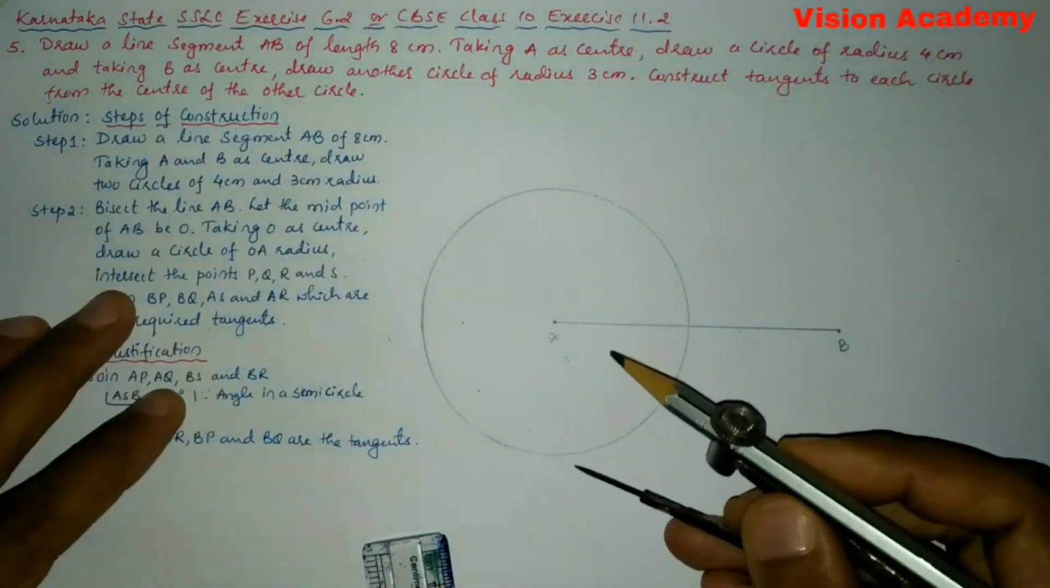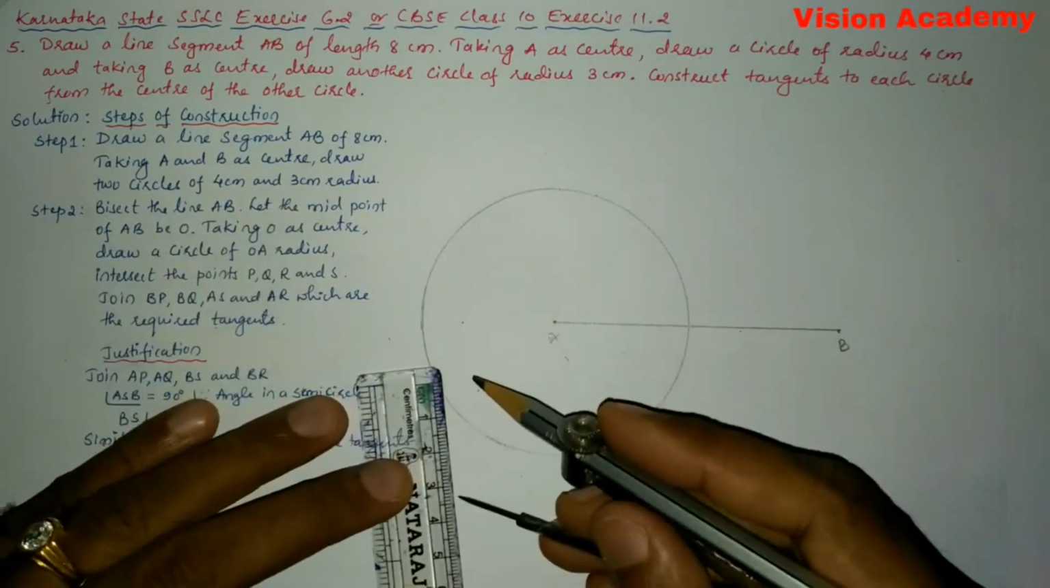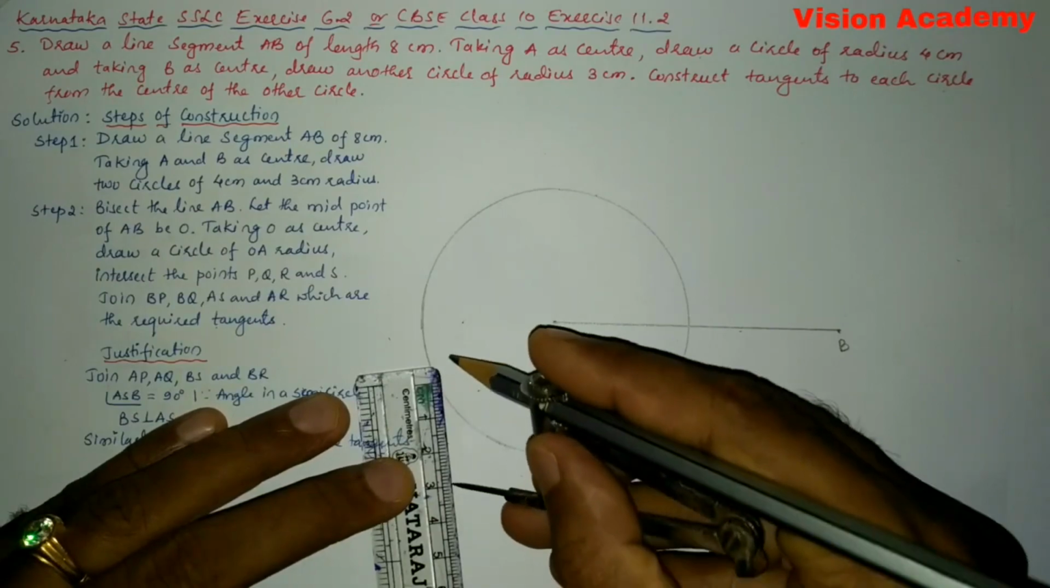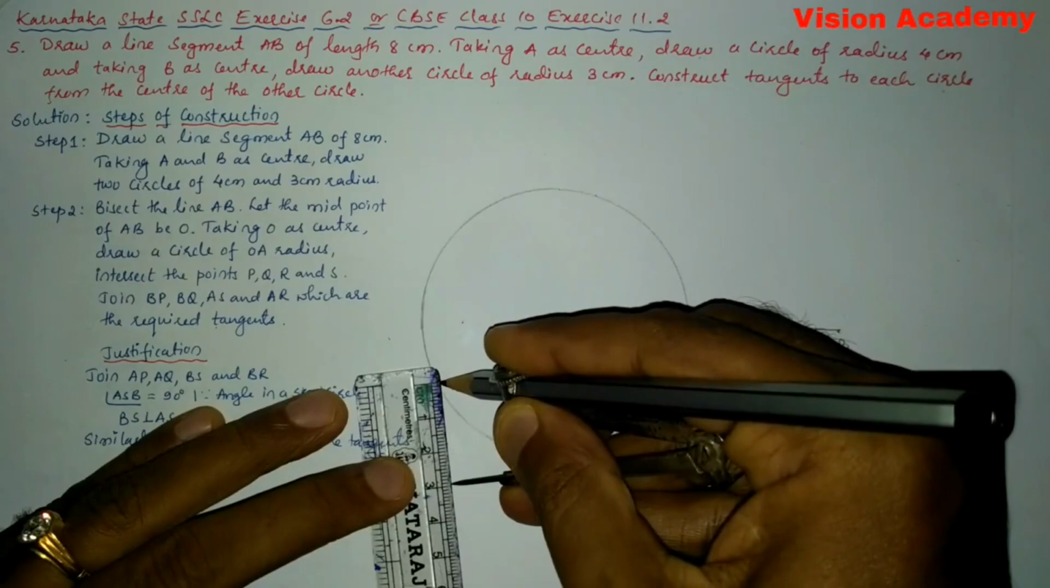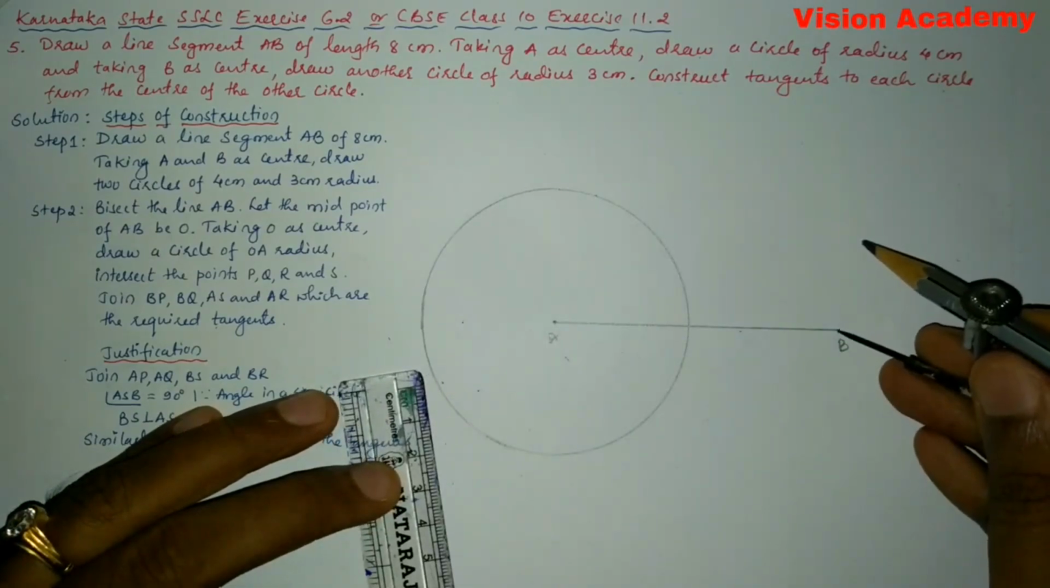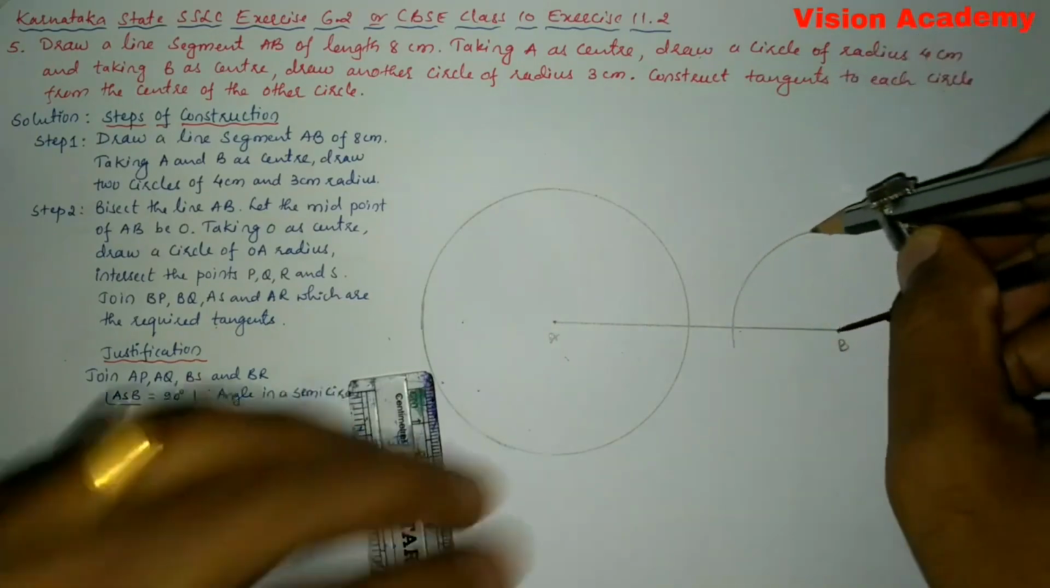Now we will take 3 cm radius and keeping on point B, let us draw another circle.